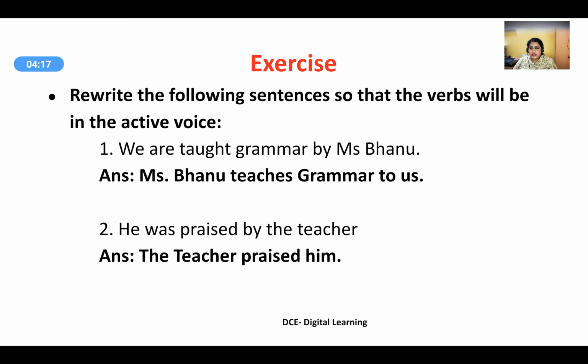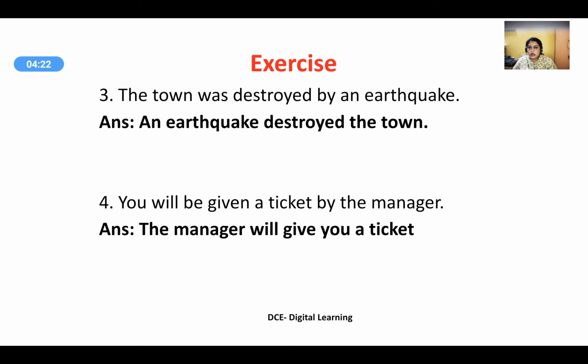He was praised by the teacher. The teacher praised him. The town was destroyed by an earthquake. An earthquake destroyed the town. You will be given a ticket by the manager. The manager will give you a ticket.